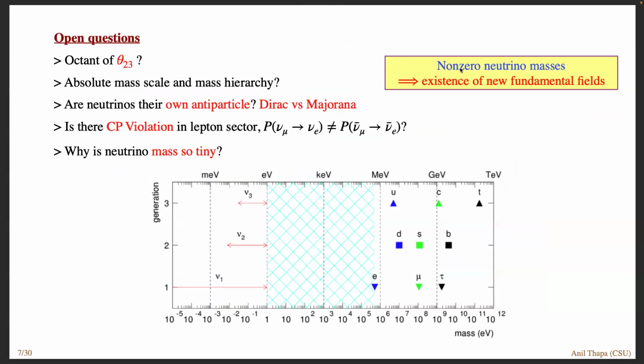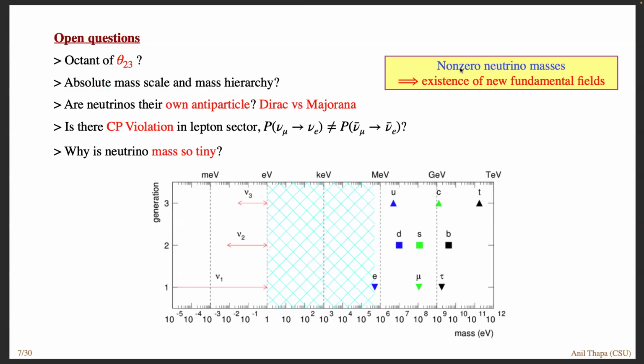The second is the absolute mass scale and mass hierarchy. We do not know the absolute mass scale of neutrinos, as you can see from this plot. We also do not know whether nu 3 is the heaviest state or nu 2 is the heaviest state, the so-called normal hierarchy or inverted hierarchy. We're trying to understand that. We're also trying to understand whether neutrinos are their own antiparticles, whether they are Dirac fermions or Majorana fermions, and whether there is CP violation in the leptonic sector, that is, delta CP.